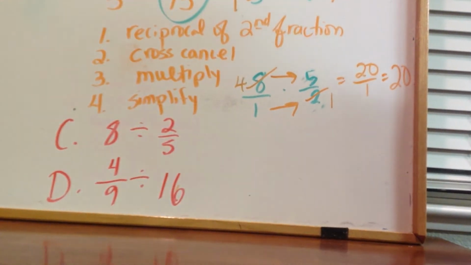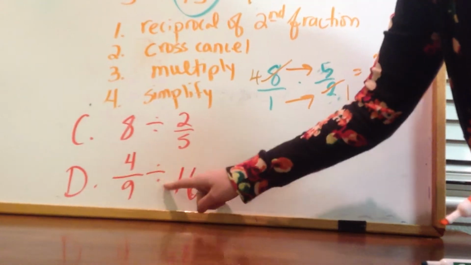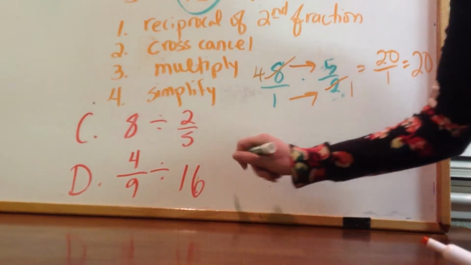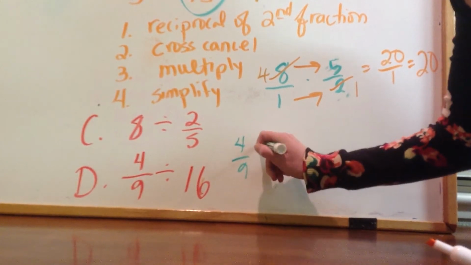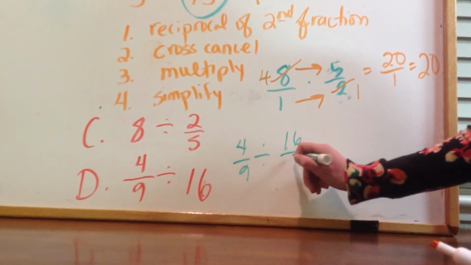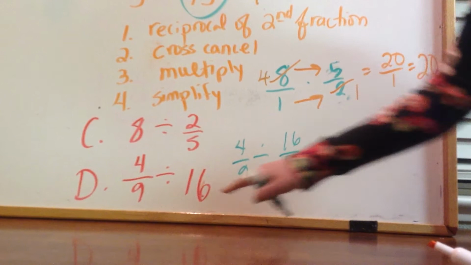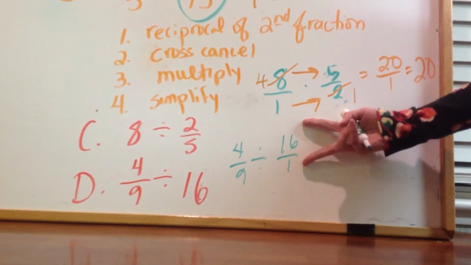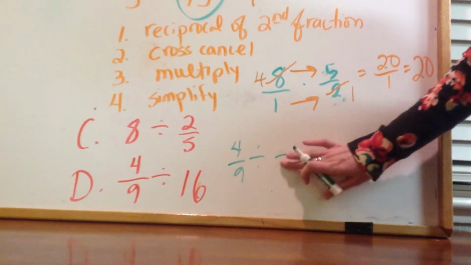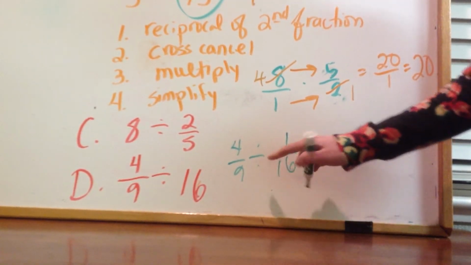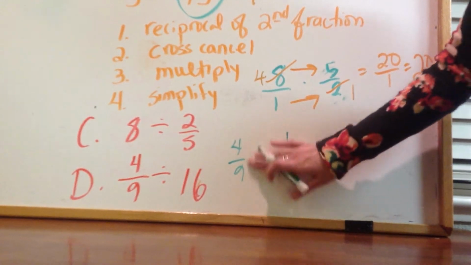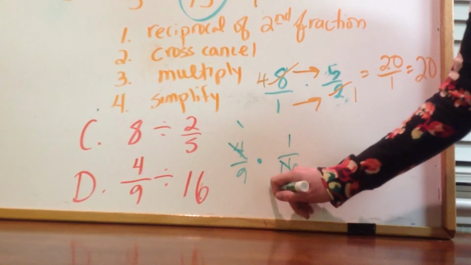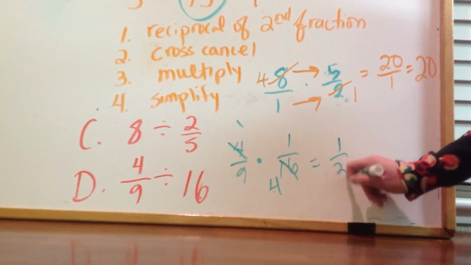The last one we're going to look at right here is 4/9 divided by 16. Again, we need to turn 16 into a fraction. So we're going to do 4/9 divided by 16 over 1. Because 16 divided by 1 is just 16. Now we're going to do the reciprocal of just the second fraction. So we're going to flip that one. So 1 over 16. And we're going to find the reciprocal of our division, which is multiplication. And now we're going to cross cancel. Multiply straight across, we get 1/36.